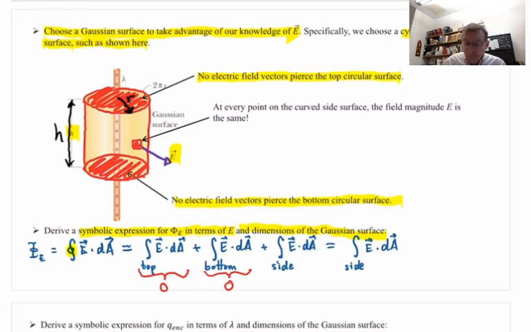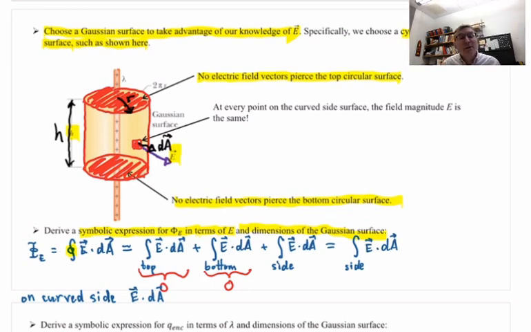And to do that, let's just say a word about E dot dA, just that, E dot dA on the curved side. What can we say about E dot dA? Well, let's look at that little patch that we've got highlighted on the curved side. There's the E pointing perpendicularly away from the line, and the dA right there has to be perpendicular to the surface and point outward.